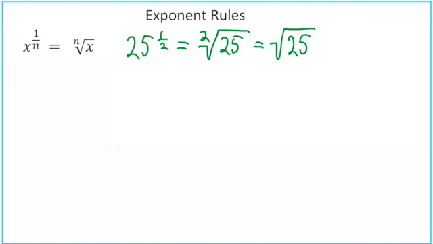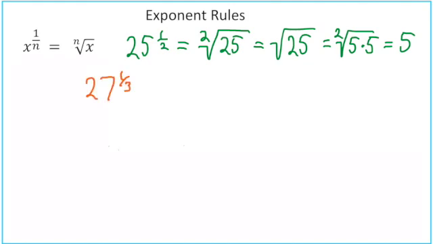So we know what radical 25 is. It's 5. Why is that? Because 25 is equal to 5 times 5. And the 2 on the outside of the radical sign tells you that you need 2 factors of the same thing to simplify it. In this case, it would be 5.